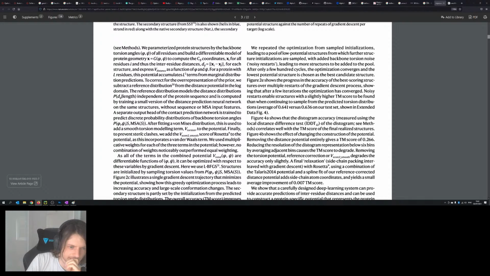Finally, to prevent steric clashes, we add the v-score2 smooth score of Rosetta to the potential, as this incorporates a van der Waals term. We used multiplicative weights for each of the three terms in the potential. However, no combination of weights noticeably outperformed equal weighting. Van der Waals.